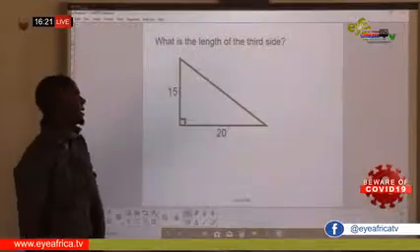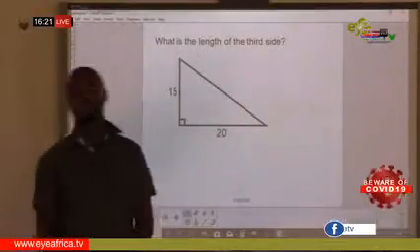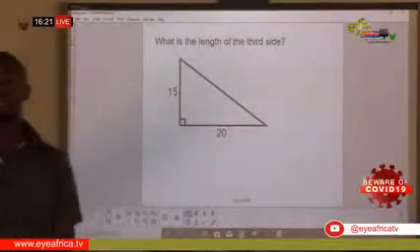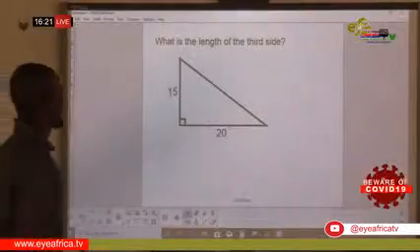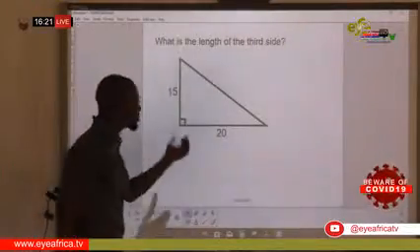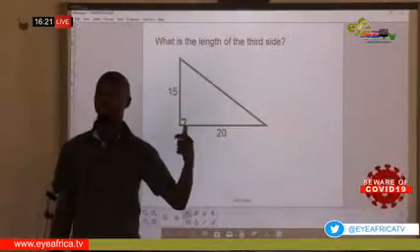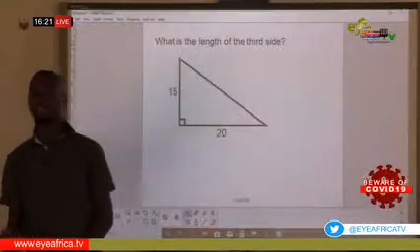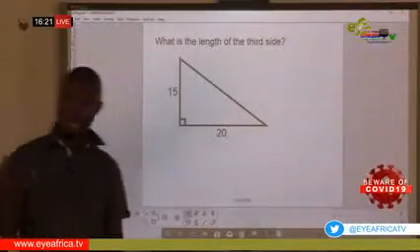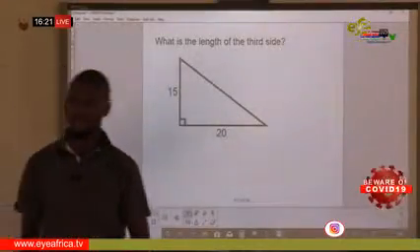Now, what is the length of the third side of this triangle? That's a question. What is the length of the third side? What type of triangle is this first? That is what you need to know. Is it a right angle triangle? If it is a right angle triangle, we apply the Pythagoras theorem.